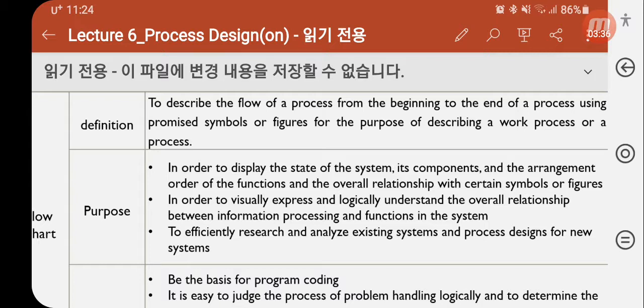In order to display the state of the system, its components and the arrangement order of the functions, and the overall relationship with certain symbols or figures, in order to visually express and logically understand the overall relationship between information processing and functions in the system, and to efficiently research and analyze existing systems and process designs for new systems.